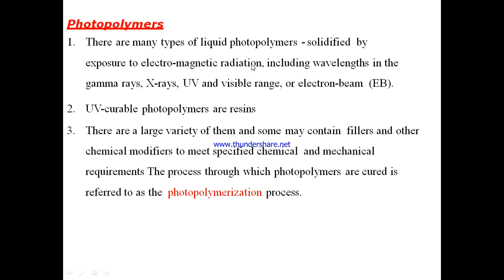There are many types of liquid photopolymers solidified by exposure to electromagnetic radiation, including wavelengths in the gamma ray, X-ray, UV ray, and visible ranges, or electron beam. UV curable photopolymers are resins. Generally, there is a large variety of them, and many contain fillers and other chemical modifiers to meet specified chemical and mechanical requirements. The process through which photopolymers are cured is referred to as the photopolymerization process.